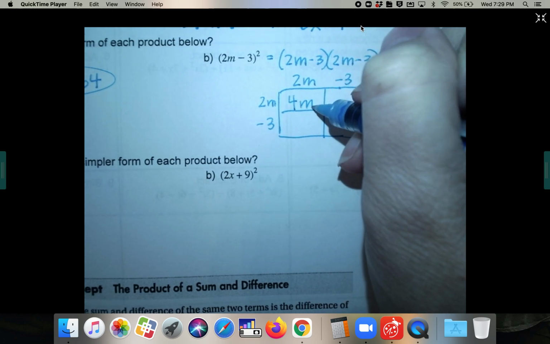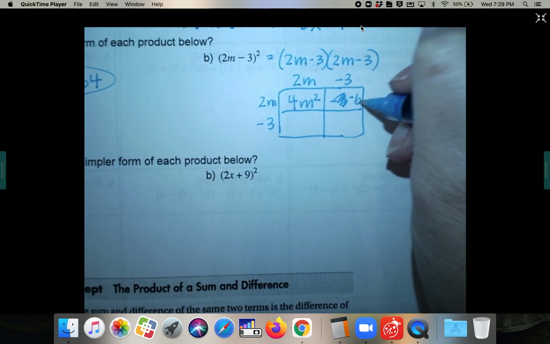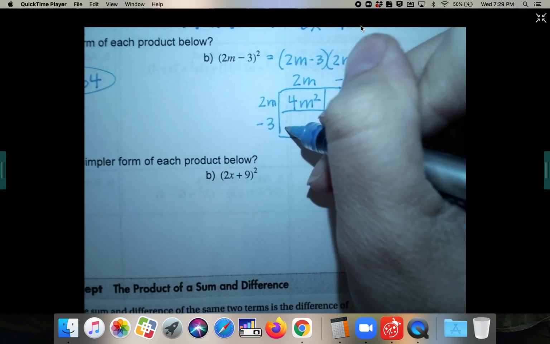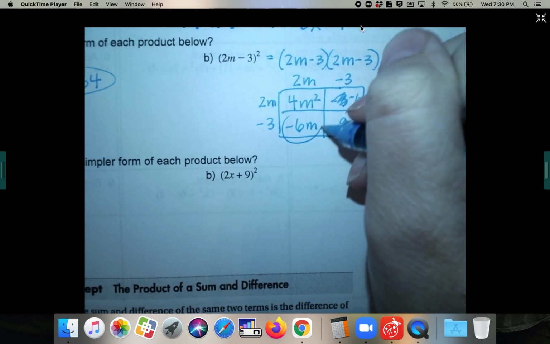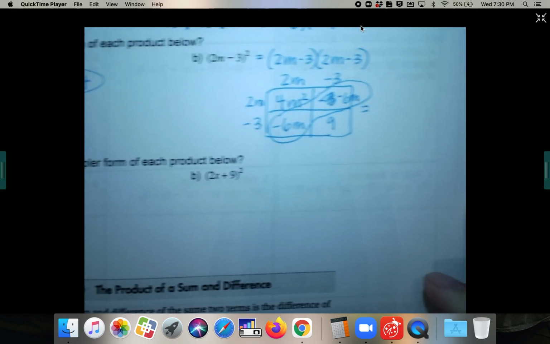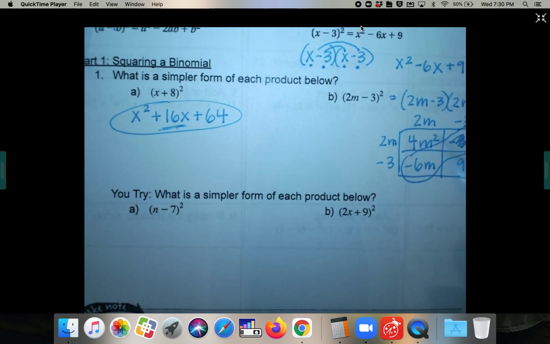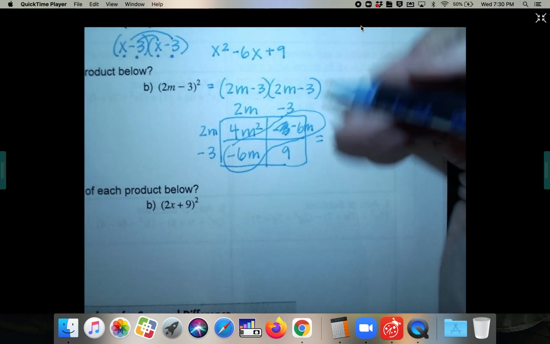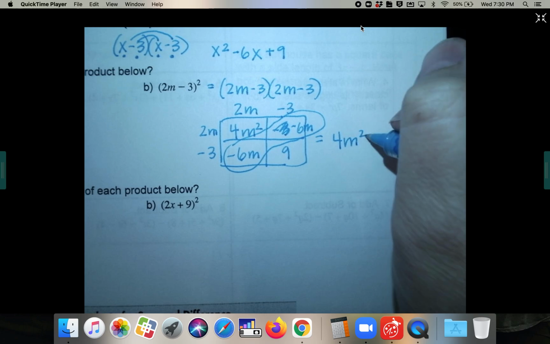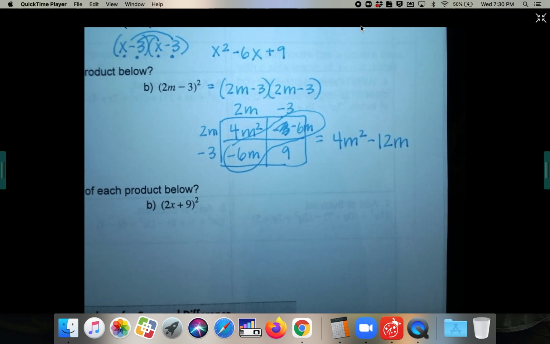And you set this whole thing up and you will get the exact same answer that I'm going to get. I'm trying to talk and do this at the same time, which is hard for me. Don't forget these are your like terms. But that's why we're doubling it. Like we went ahead and just knew it was going to be 16x over here because we were doing this part in our head. So the final answer would be 4m squared minus 6m and minus 6m is minus 12m. See how that got doubled?